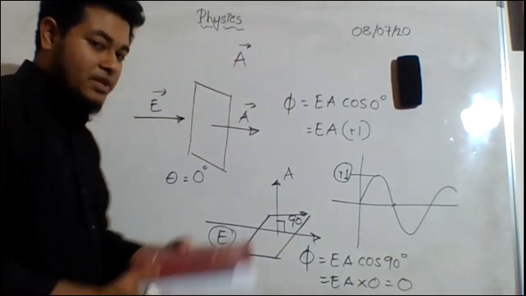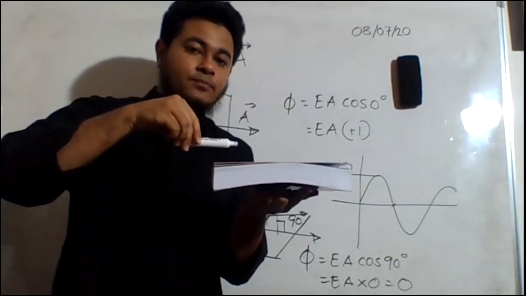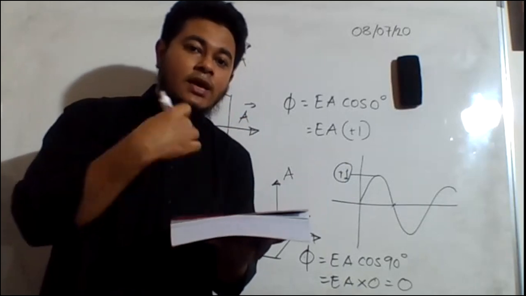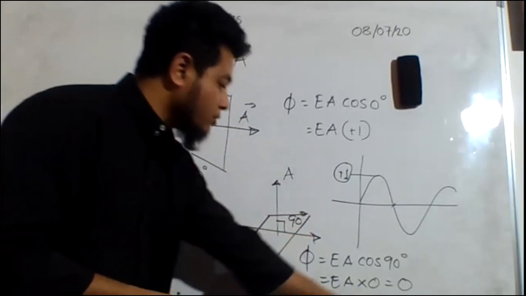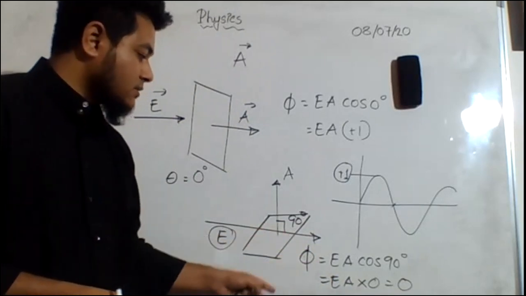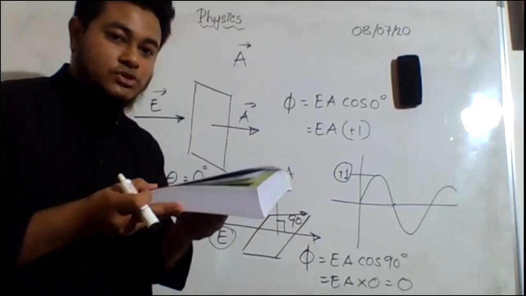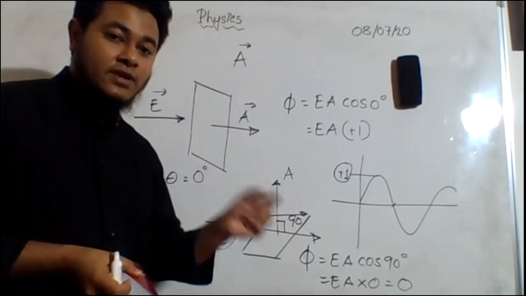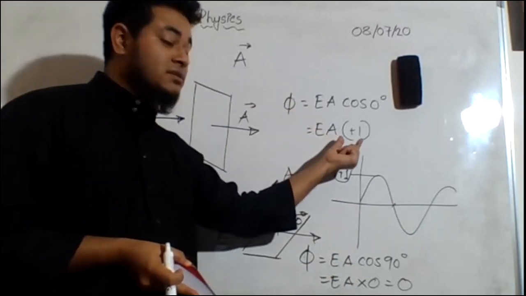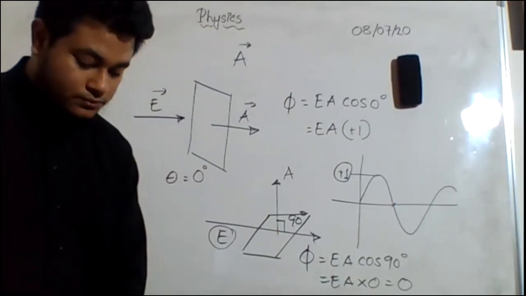See, in this position, this is the area vector and this is the electric field. So the electric field and area vector are perpendicular to each other. As a result, their product is going to be 0, which gives the electric flux as 0. So in this position the electric flux is minimum, 0, and here we get the electric flux maximum because the angle between them is 0 degrees. Anybody have any doubt?